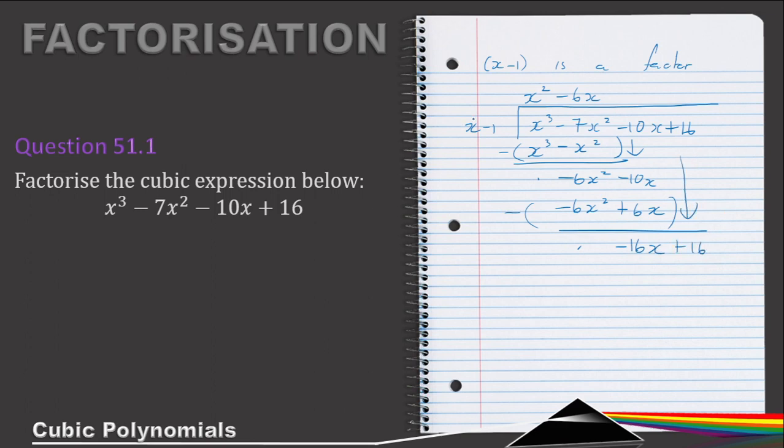Okay, x goes into minus 16x minus 16. Minus 16 times x is minus 16x. Minus 16 times minus 1 is plus 16. We subtract. They are identical once again, 0. Okay, so I have x minus 1, and then what I've left here, x squared minus 6x minus 16, and this factorizes to x minus 8 and x plus 2. Okay, and that is then our factors.